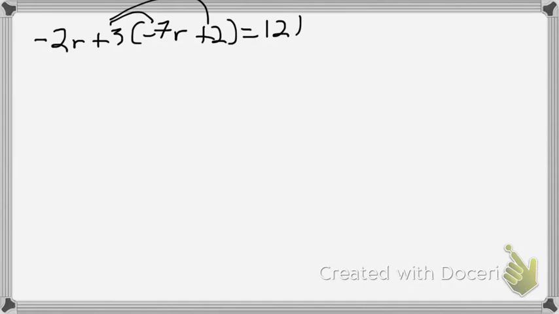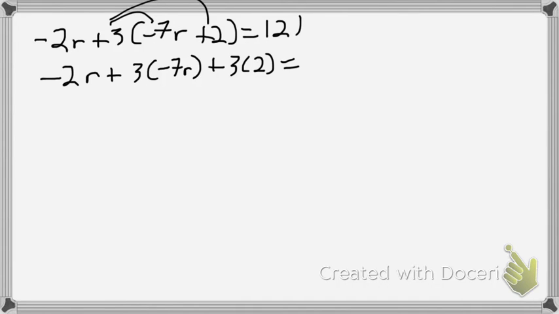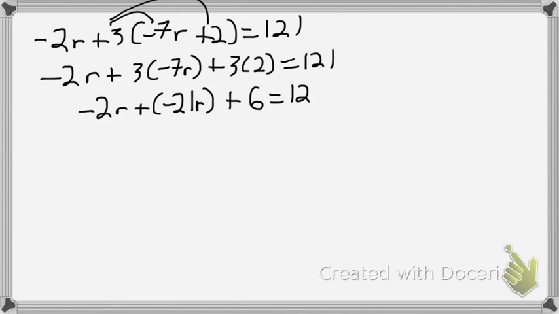So what we're going to do is we are going to distribute that 3. So we're going to get negative 2r plus and then 3 times negative 7r. Bring that plus down and get 3 times 2. Then we're going to keep that 121. So that's the distributive property of multiplication. We're then going to go negative 2r plus negative 21r, that's 3 times negative 7r, plus 3 times 2 is 6, equals 121.